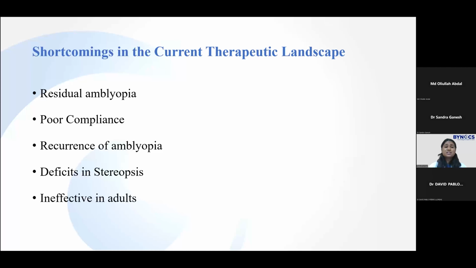Also, because it's a monocular treatment, the recurrence of amblyopia is quite high. That means when you stop the treatment, the chances of recurrence, of going back to where it was before, are quite high. And also there is not always an improvement in stereopsis. And it's highly ineffective in adults. So if you have a patient who is above 18 years old, you don't prescribe patching as a mode of treatment.